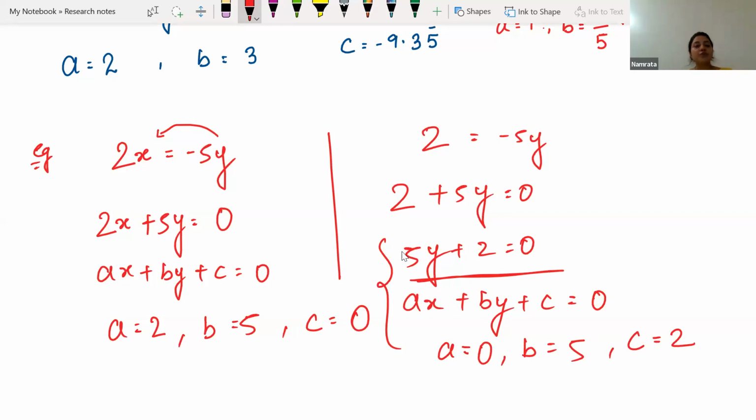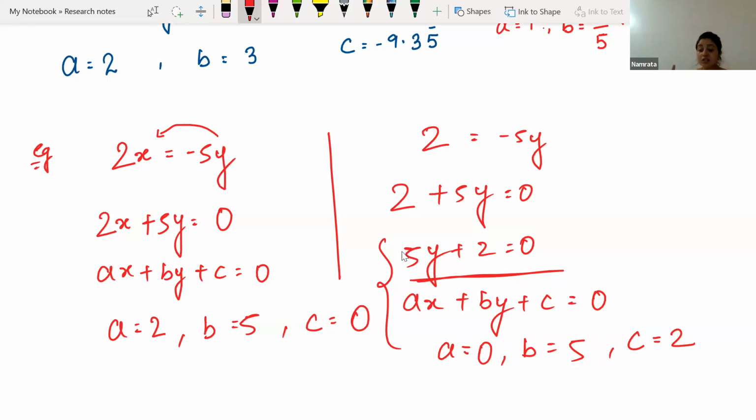Is it clear to both of you? Yes, ma'am. So we are done with the first exercise: how to make the mathematical equation just by reading the statement, and how to write any equation in the standard form of a linear equation in two variables, that is ax plus by plus c is equal to 0. Once you arrange it like this, you have to find the value of a, the value of b, the value of c, just by comparison. No calculation is needed for this exercise.